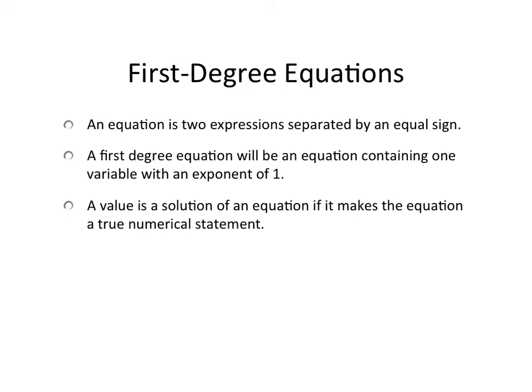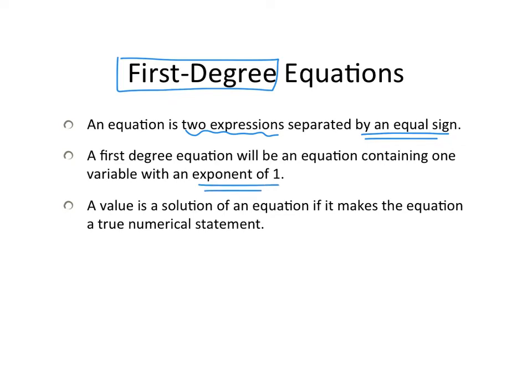Even though this may be review for a lot of you, we do want to formally say that an equation is two expressions, right? Two expressions separated by an equal sign. So it has to have an equal sign in it. We're going to be dealing with first degree equations to get started. And first degree equations are equations that have one variable and an exponent of 1.